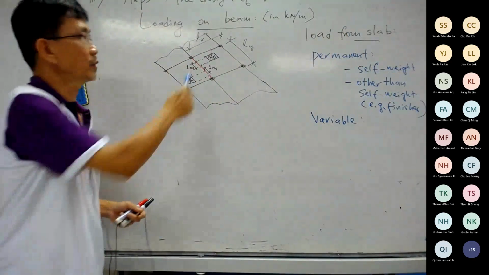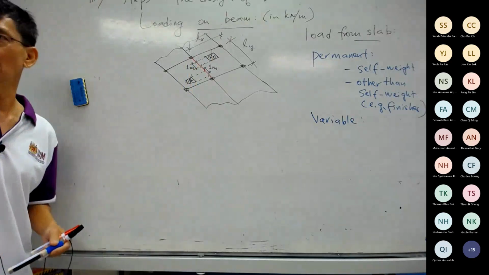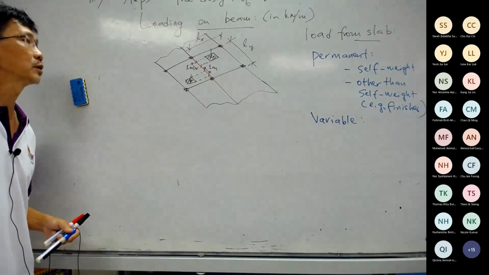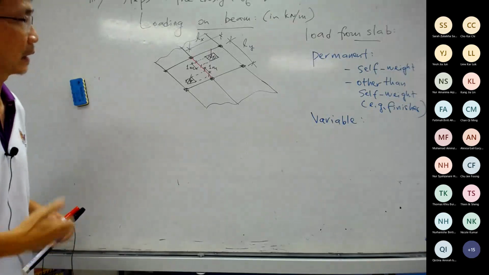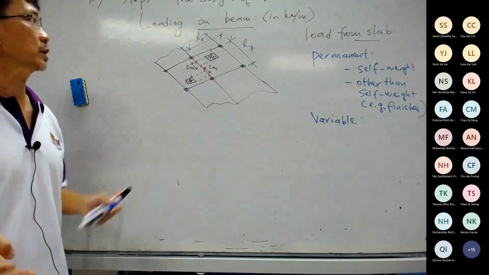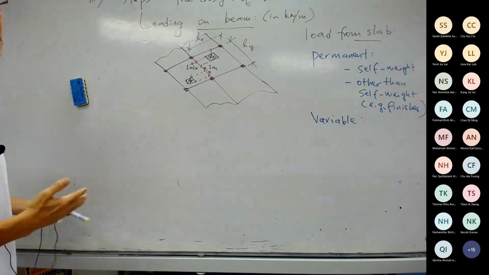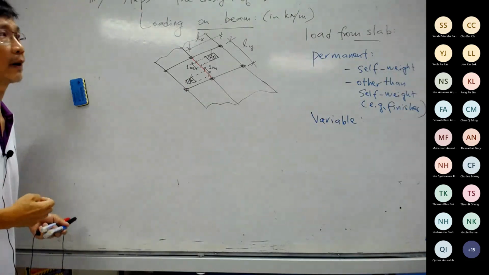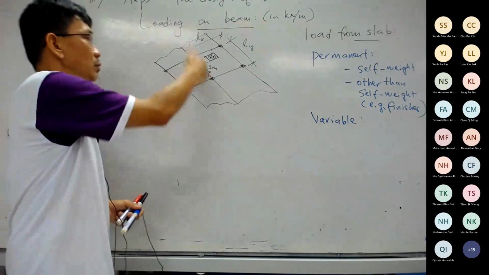Now to get the equivalent load onto the beam, we have to know whether the slab is one way or two ways. If the question does not state one way or two way, then you have to go through the process of Ly over Lx. If it is more than 2, then it is one way. If less than or equal to 2, then it is two-way. Whether it's one way or two-way affects the loading on the beam.